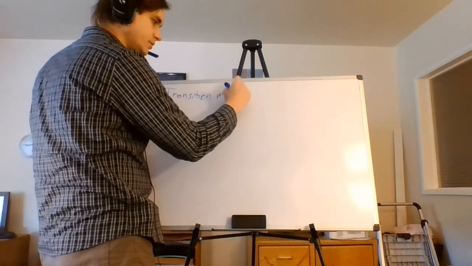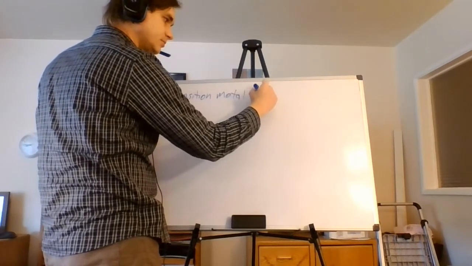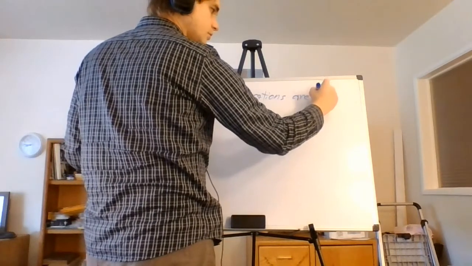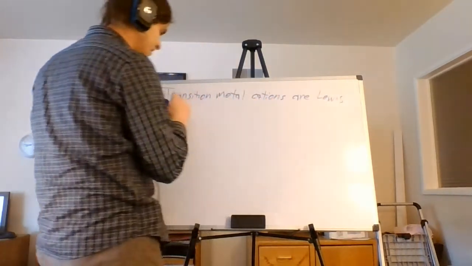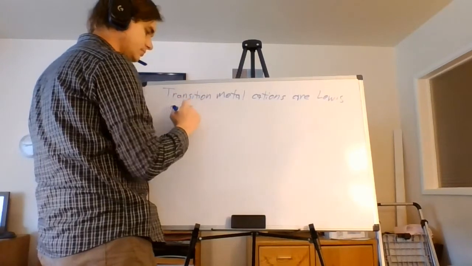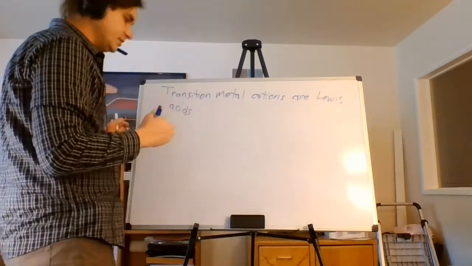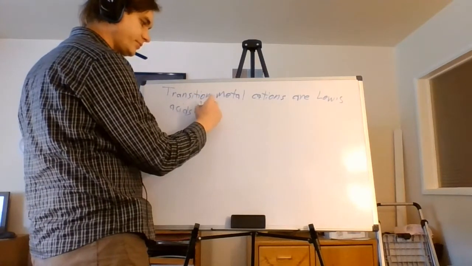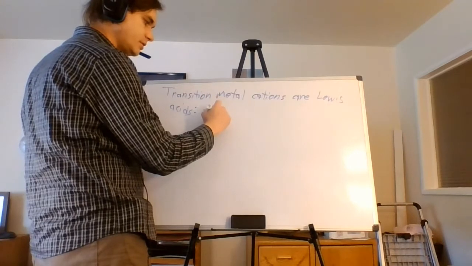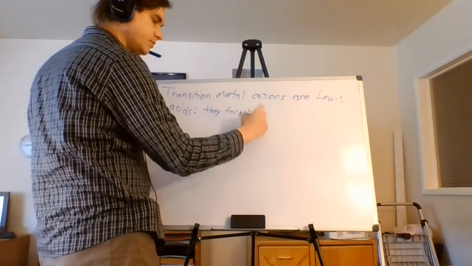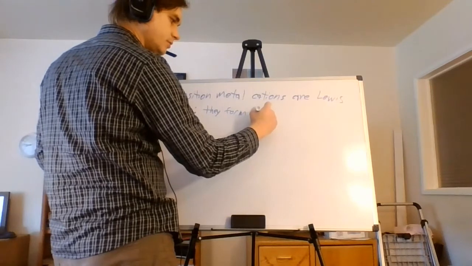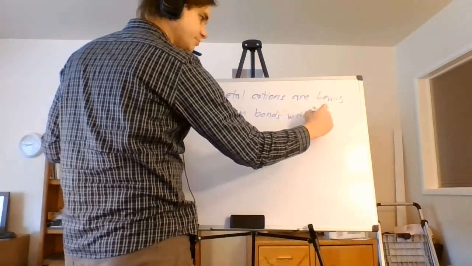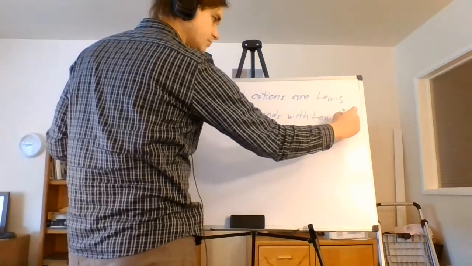Transition metal cations are Lewis acids. And what this means for us is that they form bonds with Lewis bases.